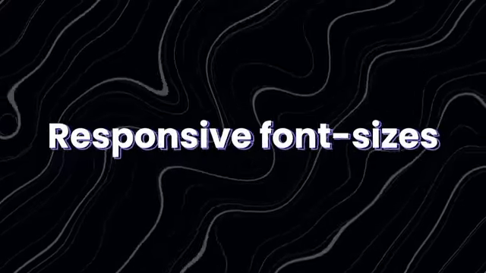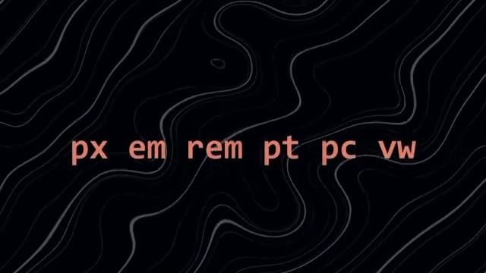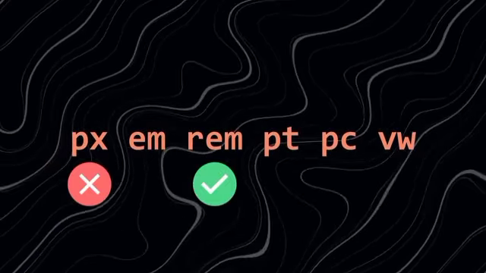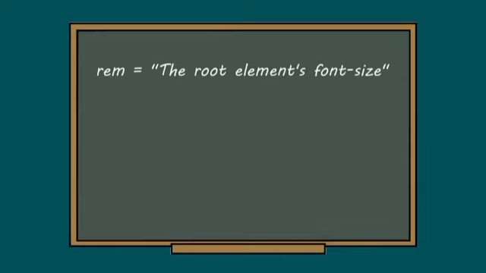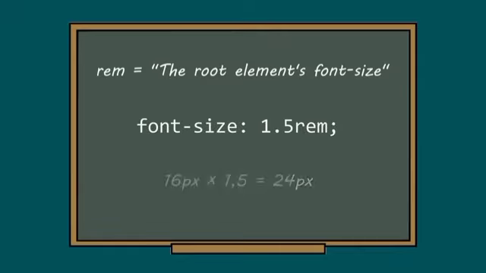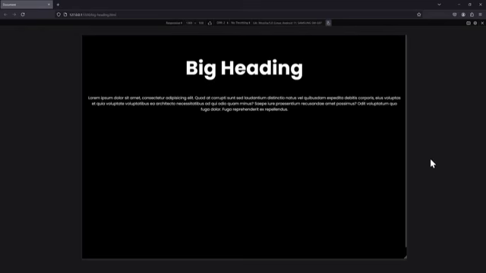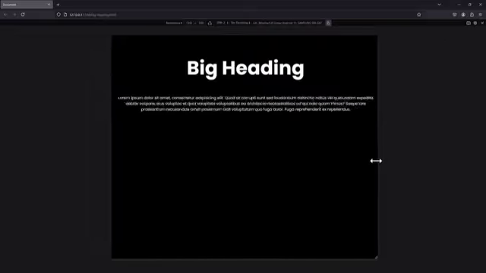Tip number 2, responsive font sizes. Font sizes should be treated very carefully. Unfortunately, none of the CSS units we use for font sizes are responsive on their own. So we have to come up with a modern CSS solution for it. First recommendation is don't use pixels and use rem instead. Rem is a relative unit that scales relative to the root font size, which is usually 16 pixels per default. For example, if you apply a font size of 1.5 rem, that is 16 pixels times 1.5, which equals 24 pixels.